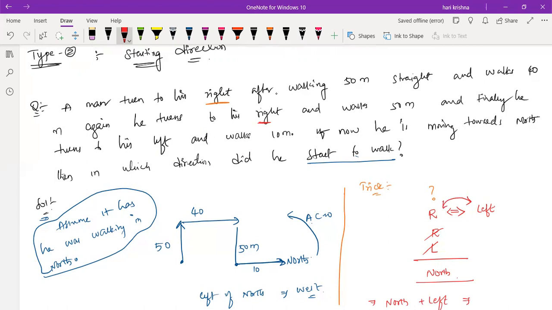So north plus left, what is the answer? West. Understand this one? The shortcut trick. Is it clear or not? It's clear. You just have to reverse the direction, left to right or right to left, whatever the left here.